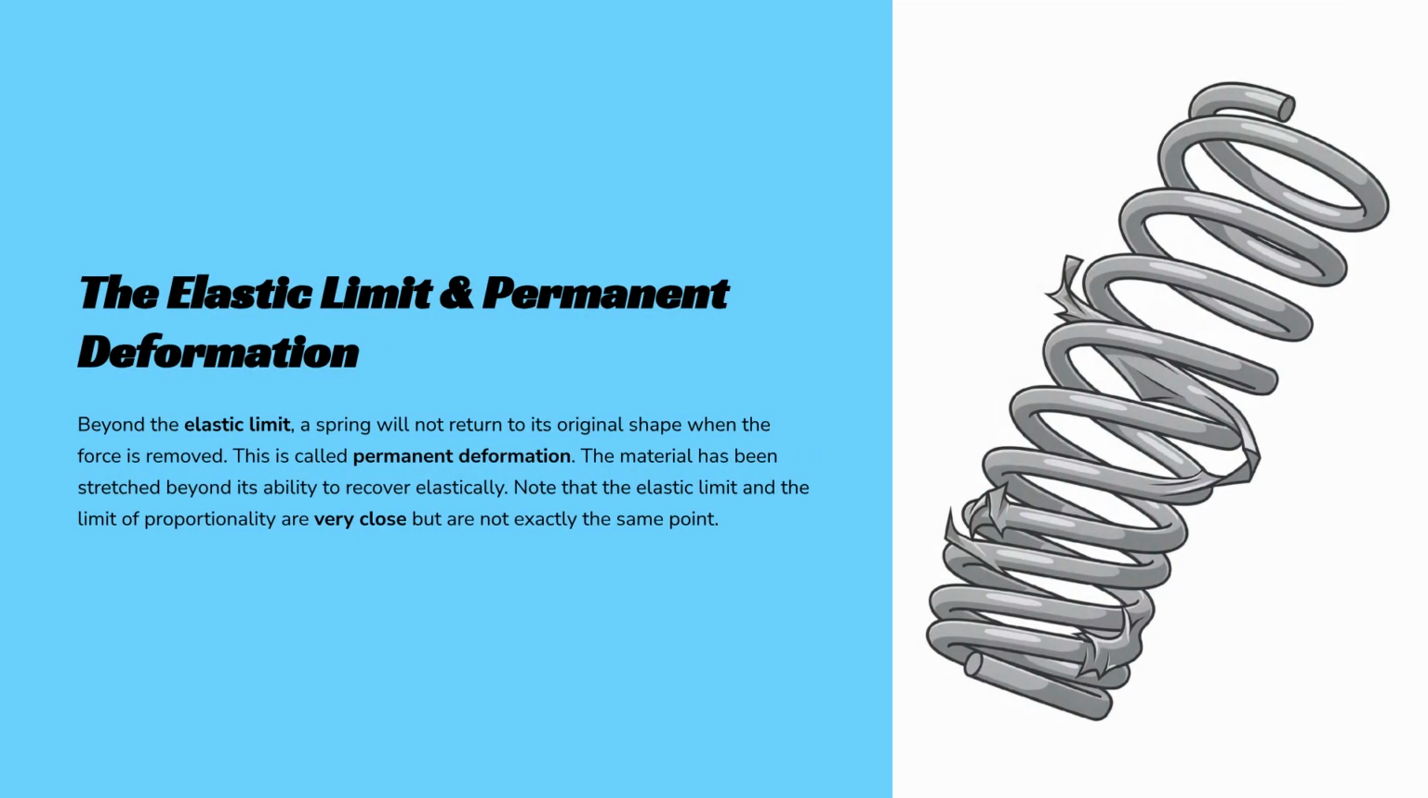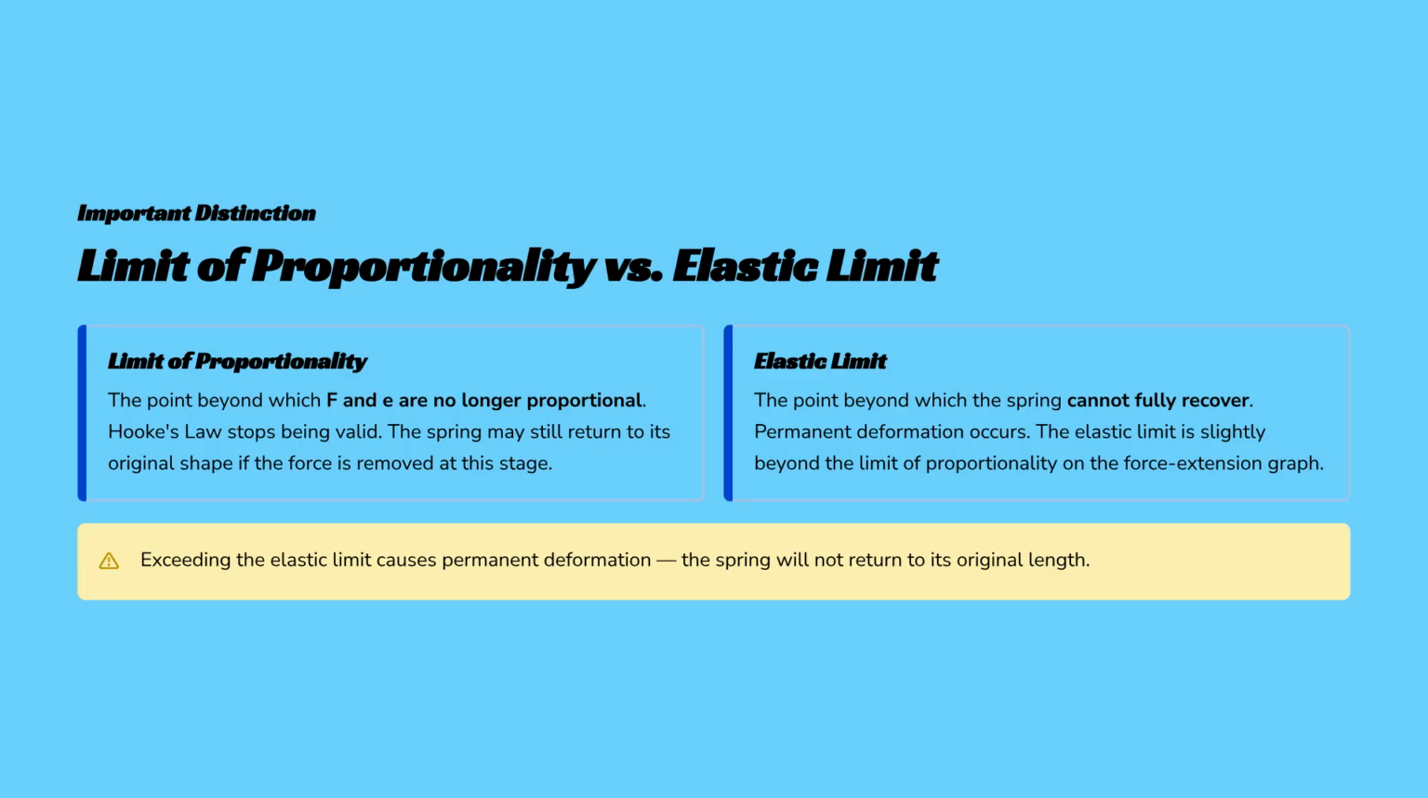Finally, beyond the elastic limit, a material suffers permanent deformation and won't return to its original shape. Note that the elastic limit is very close to the limit of proportionality. It is important to understand the distinction between the limit of proportionality and the elastic limit. Beyond the limit of proportionality, Hooke's law is no longer valid, while exceeding the elastic limit results in permanent deformation.